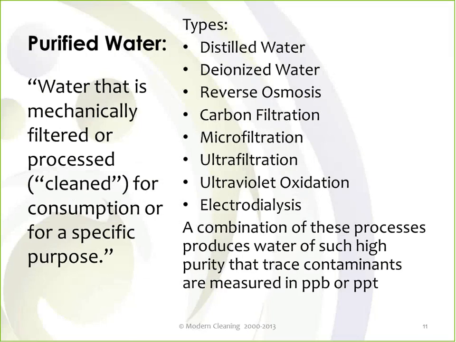Purified water is mechanically filtered or processed, basically cleaned for consumption or for a specific purpose. The top 3 types are the most common, and then the bottom 5, which includes carbon filtration, microfiltration, ultrafiltration, even some type of ultraviolet treatments and dialysis. They are often combined with distillation, deionization, and reverse osmosis in order to get really high purity of water, where the contaminants are measured in parts per billion or parts per trillion instead of parts per million.